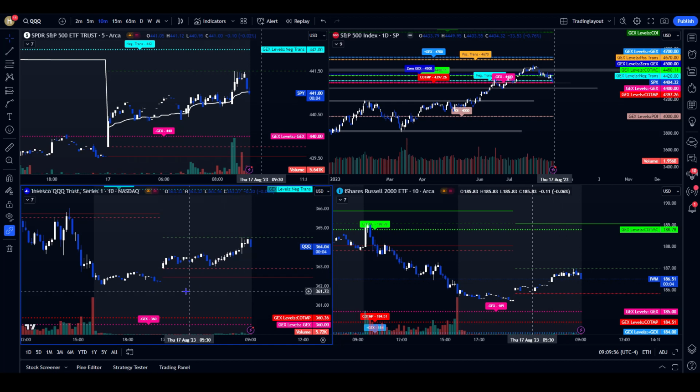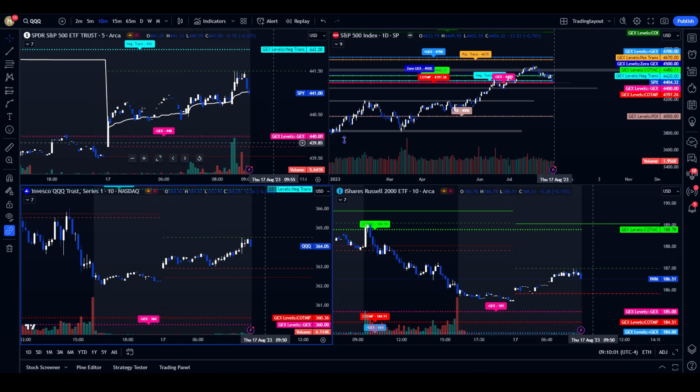So I hope that helps for today. We're seeing a little bit of a bounce pre-market. Again, 440 for SPY is going to be pretty important.